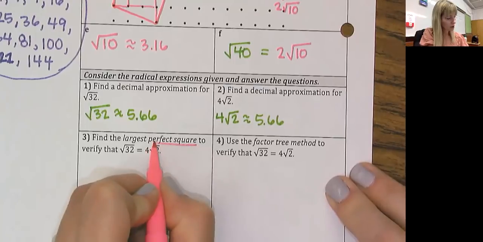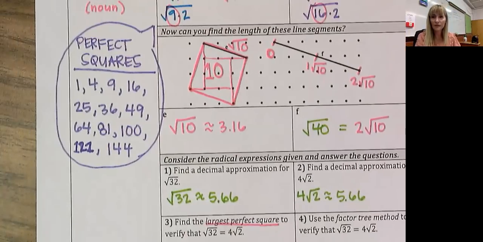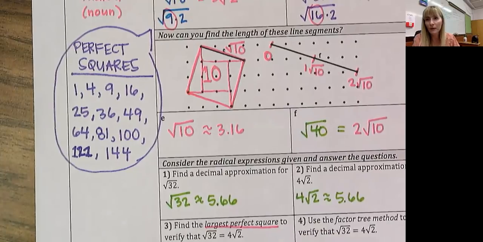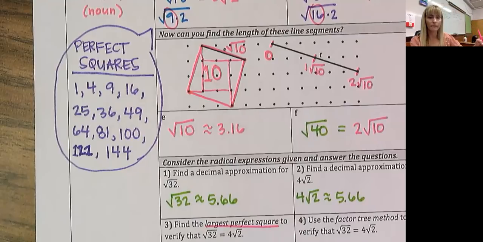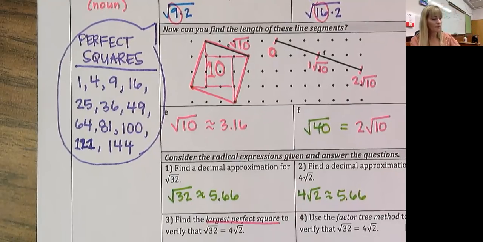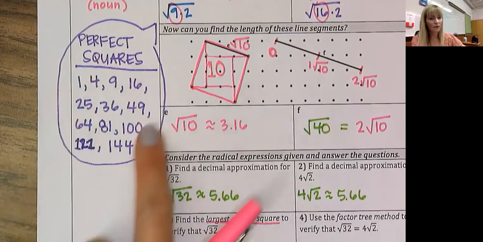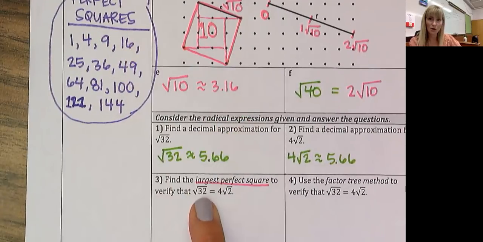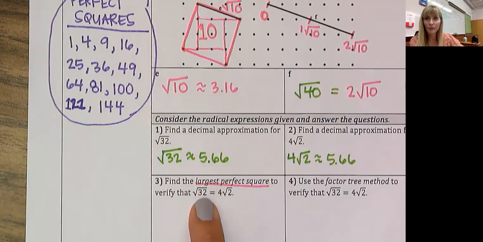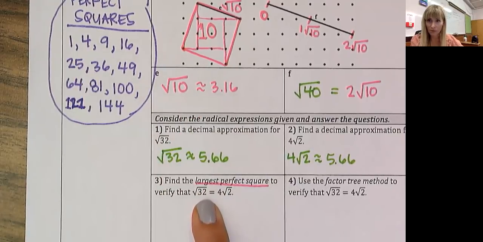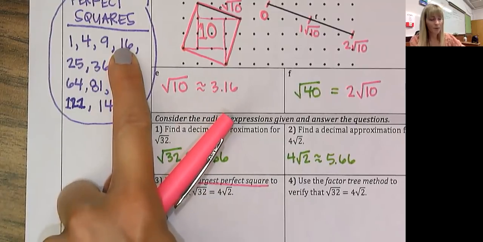One of them is called largest perfect square. I love this method. I love both methods. I love this method if I can keep my perfect squares in my brain, then it works really well, okay? Largest perfect square means what is the biggest one of these that is a factor of 32, okay? So, for example, 1 goes into 32, but is that the largest perfect square that goes into it? 4 goes into 32, but is that the largest? 9 doesn't go into it. 16 goes into 32.